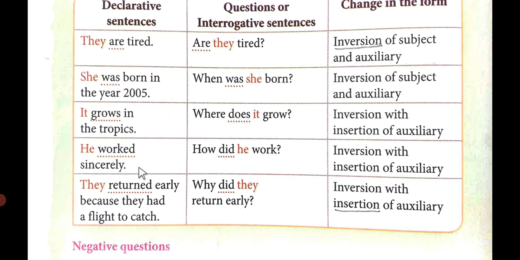He worked sincerely. So he is the subject. Now we see how did he work. Noun is here and we can see how did he work ends with the question mark. Before he we have placed the verb. Insertion of auxiliary is here, did. Now they returned early because they had a flight to catch. Why did they return early? Now here inversion with insertion of auxiliary, you can see did.